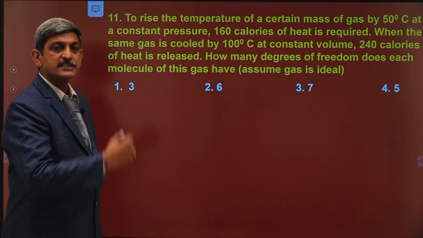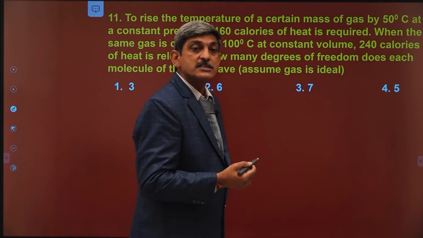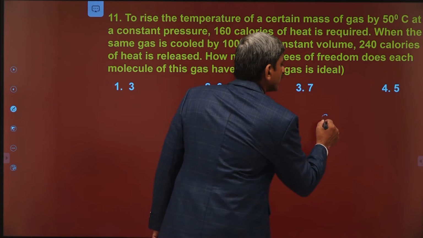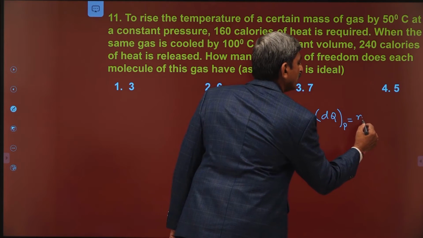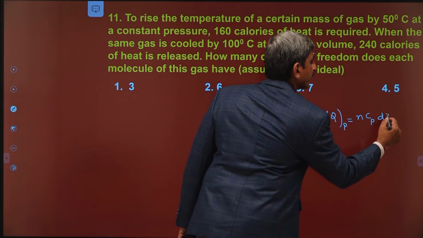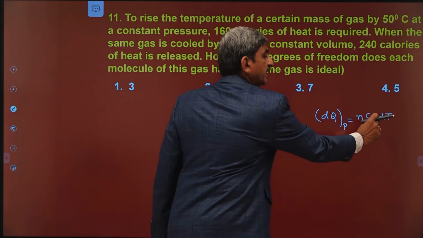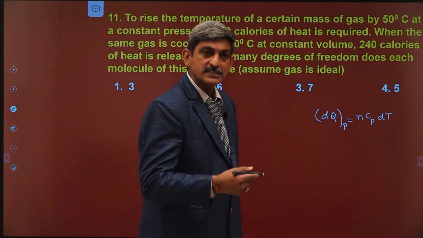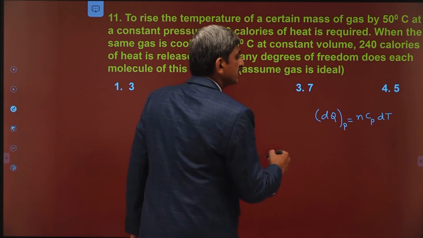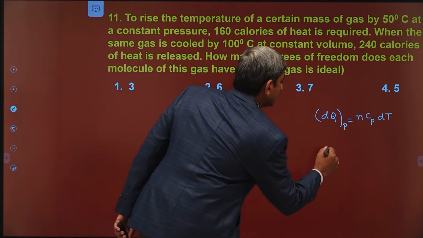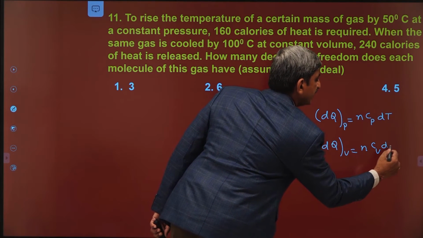So this is from the lesson thermodynamics. Already we know that whenever a gas is heated or cooled at constant pressure, the heat lost or gained by the gas can be calculated by the formula dQp is equal to n Cp dT. Here n is the number of moles, Cp is the specific heat at constant pressure, dT is the change in temperature. If the temperature rises, it gains heat. If the temperature falls, it loses heat energy. Similarly, if the process is a constant volume process, then we can write dQv is equal to n Cv dT.